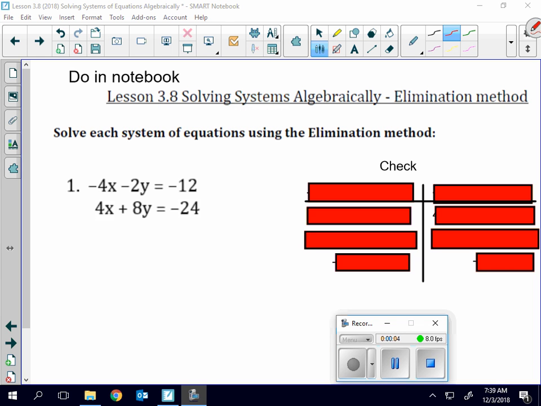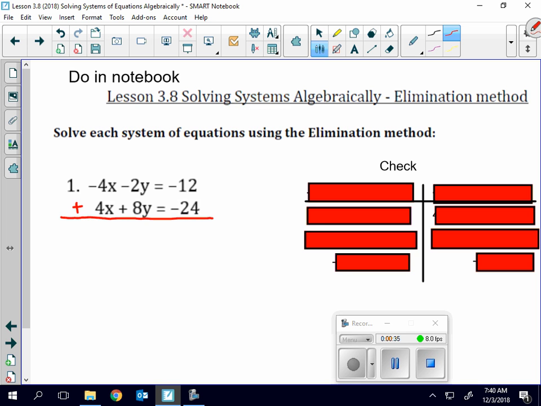Hello everybody. This is lesson 3.8, solving systems algebraically, but this time we're using the elimination method instead of substitution. When you eliminate, you basically take two equations and add them together to eliminate one of the variables. Because remember, we can't solve when there's two variables, so we somehow have to get rid of one of them. So here, if I add these two equations, they're set up nicely already.